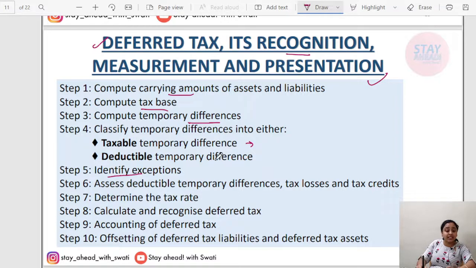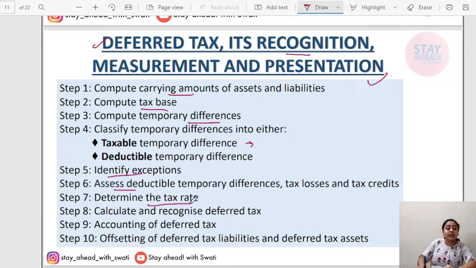Okay, next, identify the exceptions if any. If there are any exceptions, we will deal with them in this video itself in the next PPT slides. If there are any exceptions, then in that case you never record temporary differences and deferred taxes. Next, adjust for deductible temporary differences, tax losses and tax credits if any. You will adjust the exceptions if any. You will adjust the previous losses, unused losses, credits, etc.